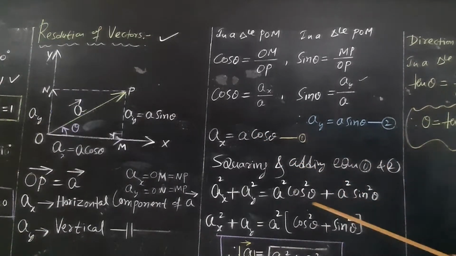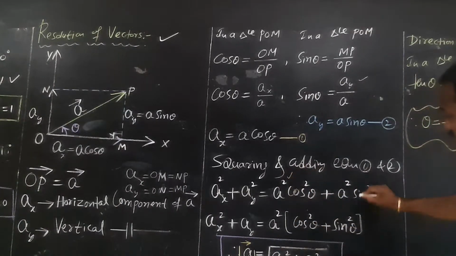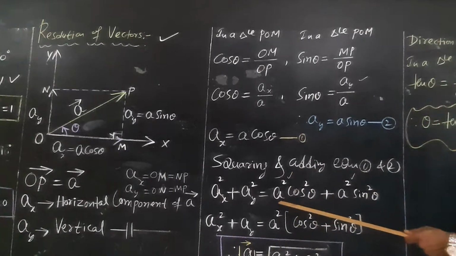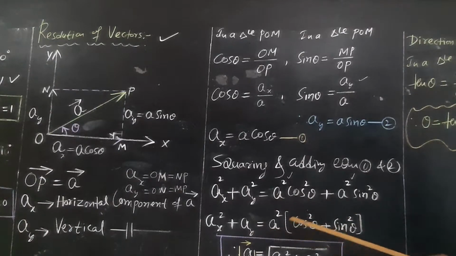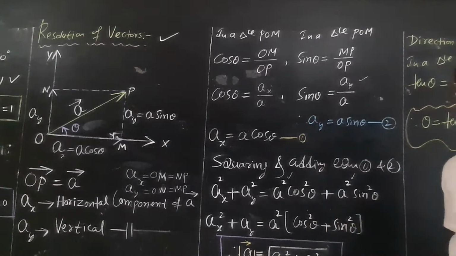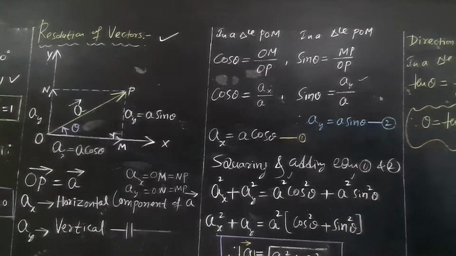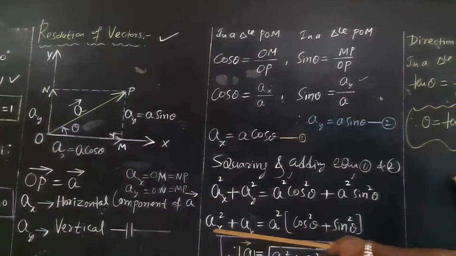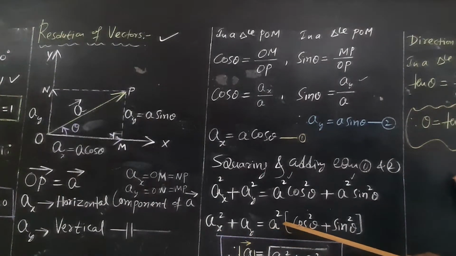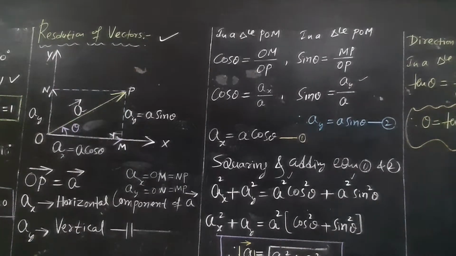In this equation A square is common. If you take A square common, you will get cos square theta plus sin square theta. The value of cos square theta plus sin square theta is 1. That is trigonometric identity formula number 1. Therefore, AX square plus AY square is equal to A square. Now A is equal to root of AX square plus AY square. This equation will give the magnitude of vector A.